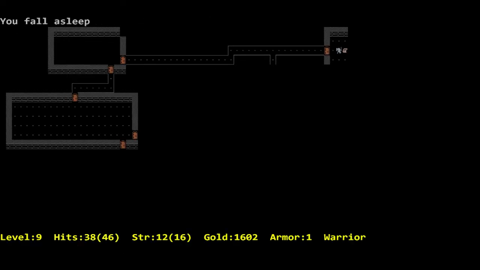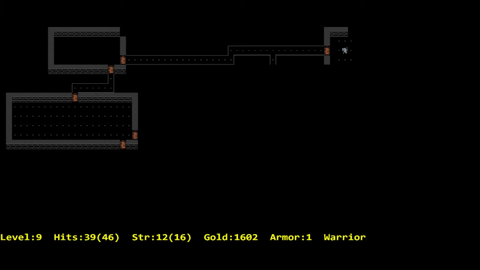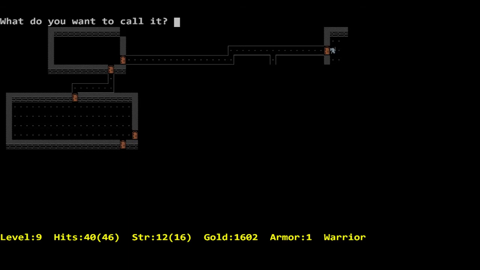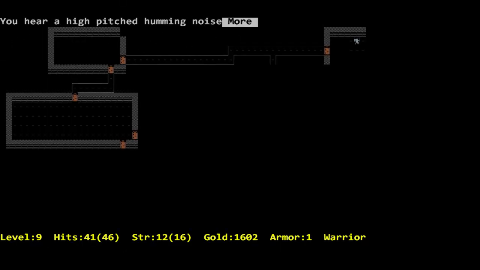Let's read that. You fall asleep. Scroll of sleeping. Fuck that. Read. I'm just going to randomly read stuff. It vanishes. Just vanished. We don't know what it did. Vanishes, your hands begin to glow red. That is confuse monster, which is great. Sound weapon. Let's read all the scrolls because what?